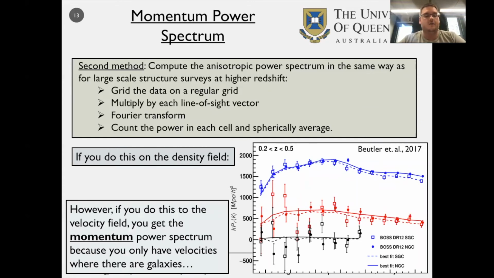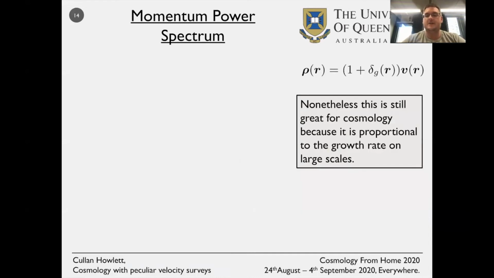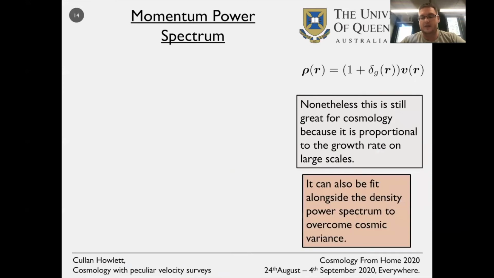However, if you try and do this with your velocities, what you actually find is that you've recovered the momentum power spectrum. That's because you only have velocities where you've got density, where you've got galaxies. And just because you have no galaxies in a certain grid cell does not mean the velocity there is 0. The velocity field does not have to be 0 if there are no galaxies there. So what you've actually measured is this quantity on the top right here, which is the momentum, basically a density weighted velocity. But it doesn't matter, because this is still great for cosmology, particularly because it's linear, it's proportional to the velocity power spectrum on large scales, which is where all the information is.